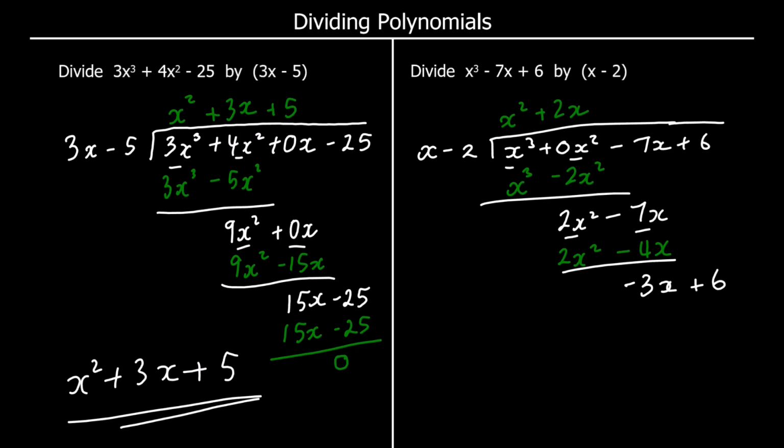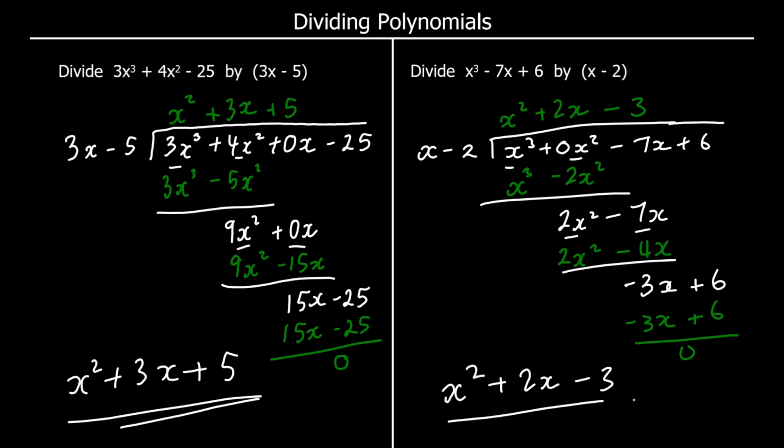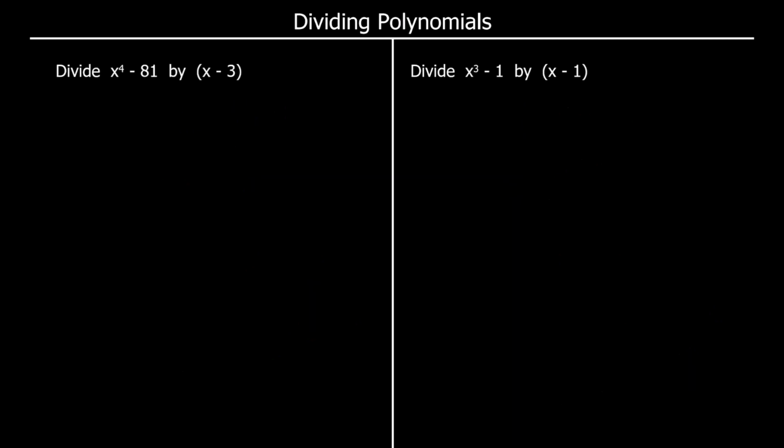Negative 3x over x is negative 3 times by the negative 3. And again, we've got take away 0 remainder. So we just get x squared plus 2x minus 3. Divide x to the power of 4 minus 81 by x minus 3.